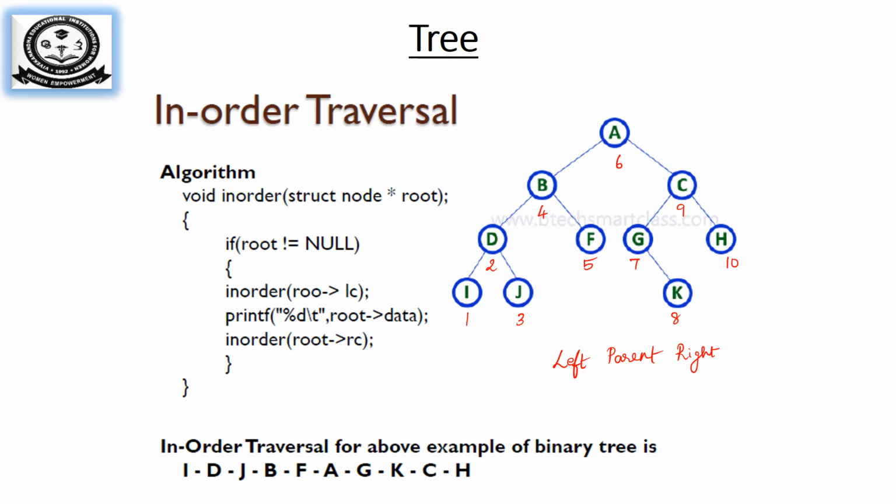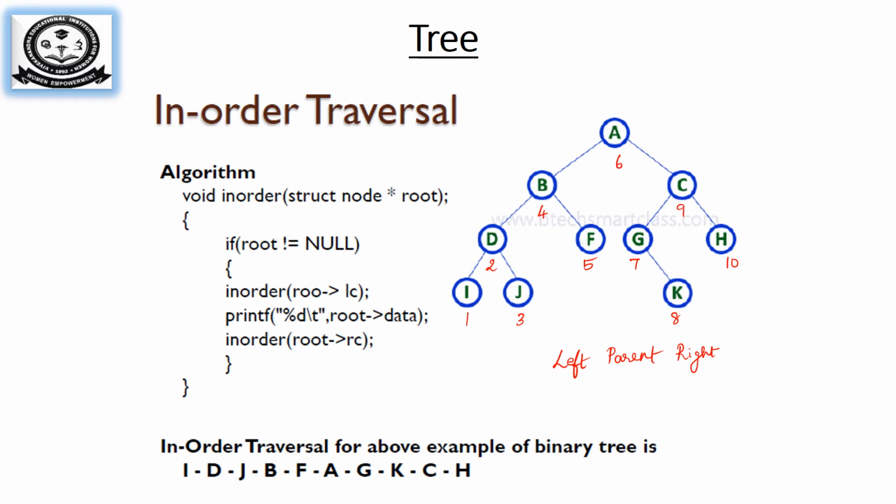For the given diagram, let us see how in-order traversal works. When we start from root node A, does A have a left child? Yes, it goes to B now. Does B have a left child? Yes, it goes to D now. Now, does D have a left child? Yes, it goes to I.